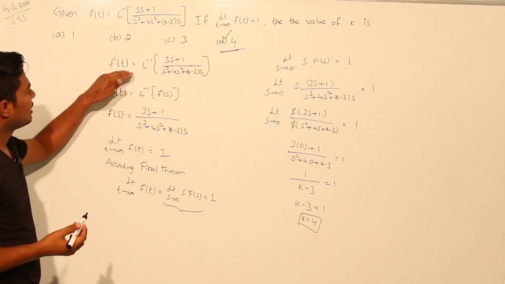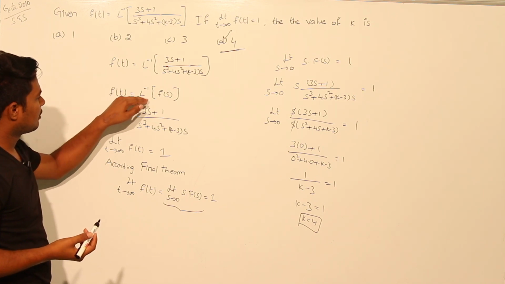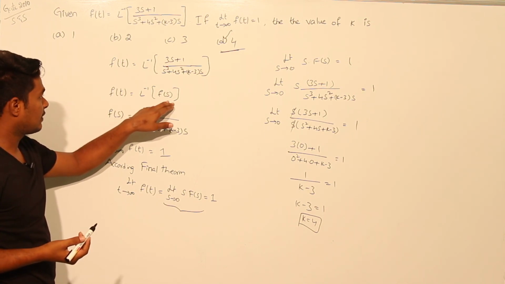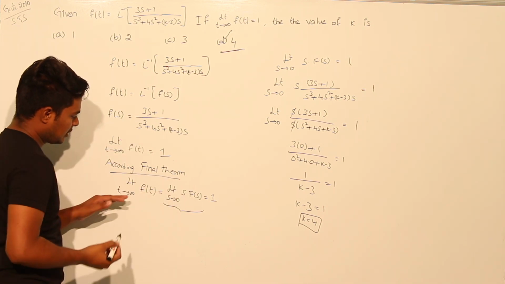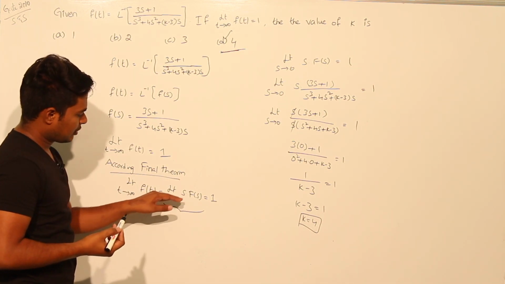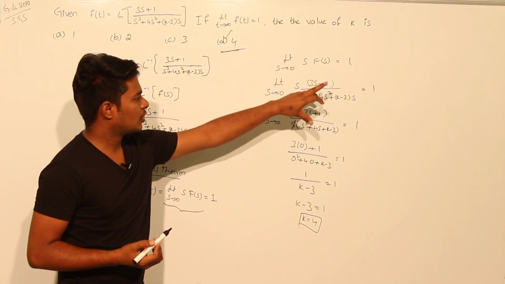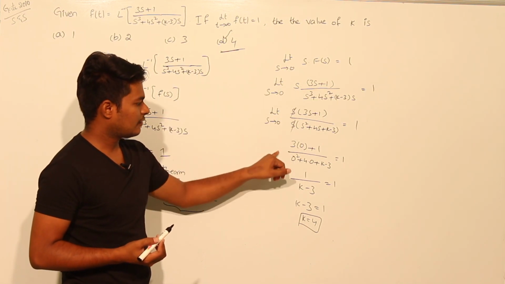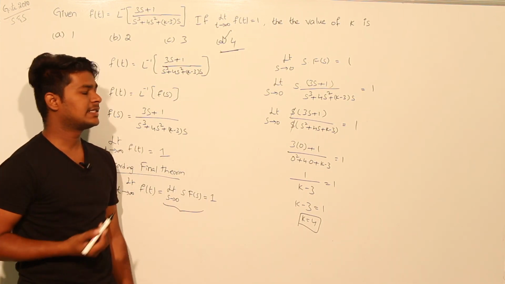First, you need to take the given equation as it is. Then we should know that f of t equal to inverse Laplace transform of F of s. So take down the F of s, and according to the final value theorem, limit t tends to infinity f of t equal to limit s tends to 0 of s into F of s equal to 1. So apply this equal to 1 and, taking the s common, finally we are getting the result of k as 4. So option D is the correct answer.